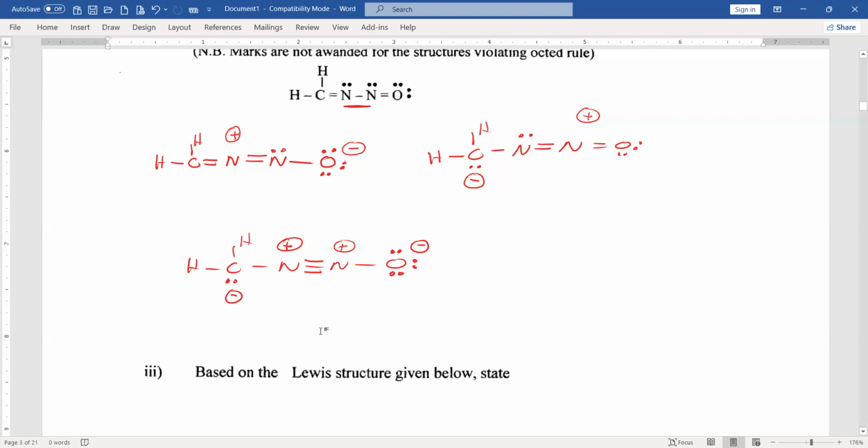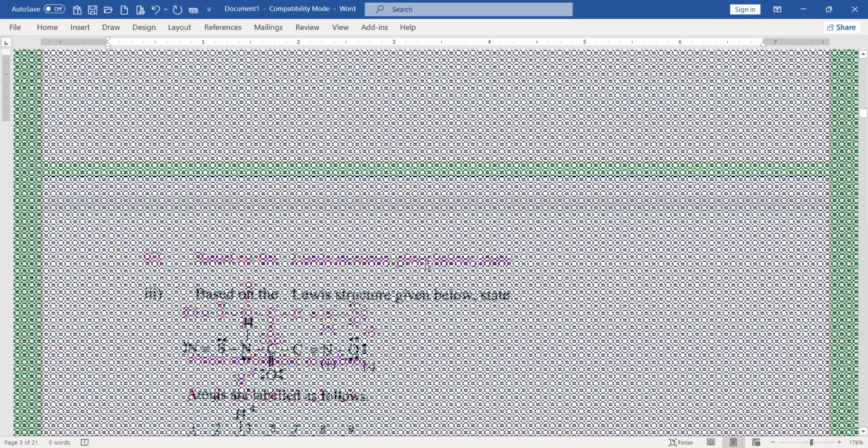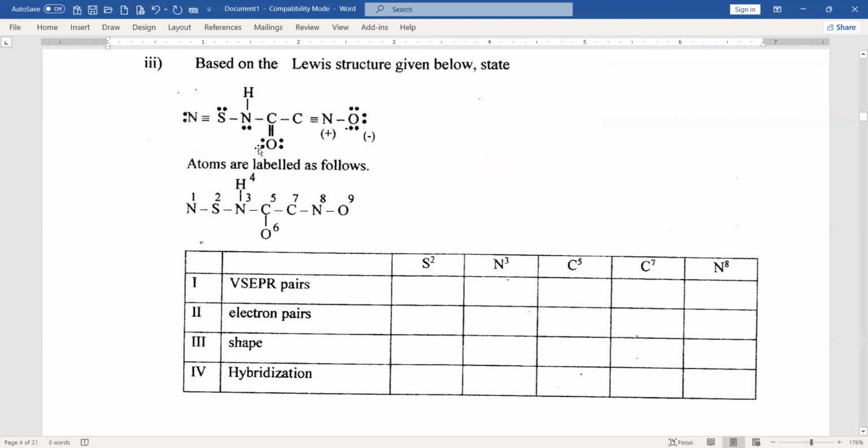Next one, based on the Lewis structure given below, we have to complete the table. This is the given structure. First of all, what we need to do is identify what they are asking, the hybridization and so on. So first identify the hybridization around this nitrogen. It has a lone pair and 1 sigma bond. So it is sp.